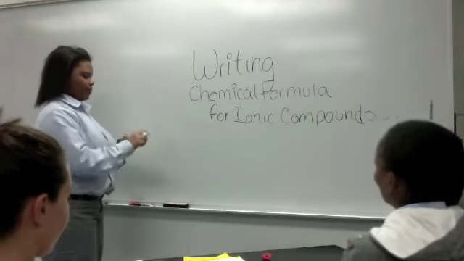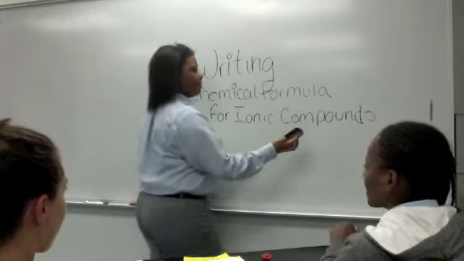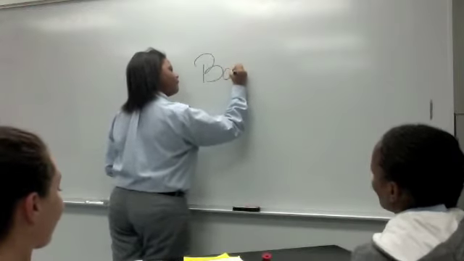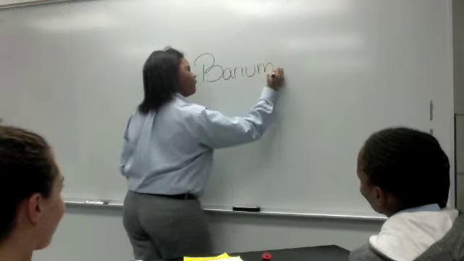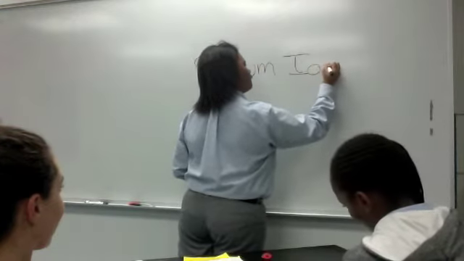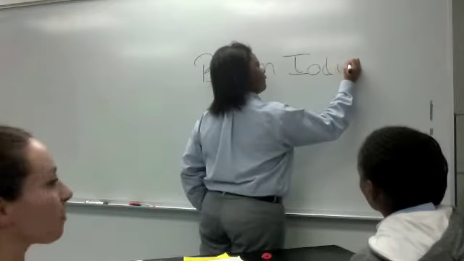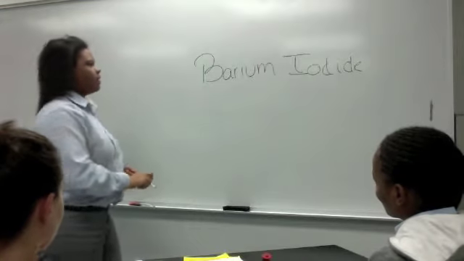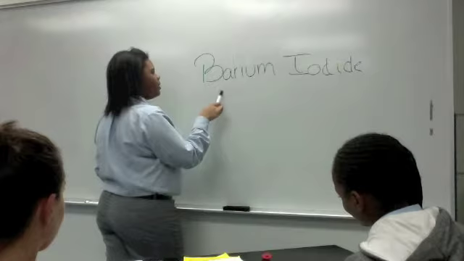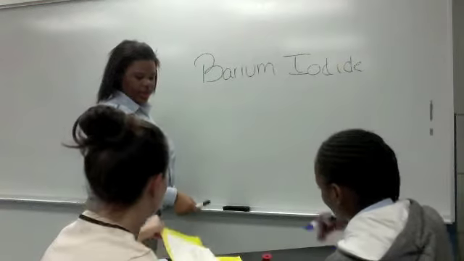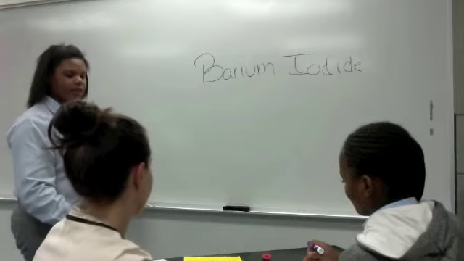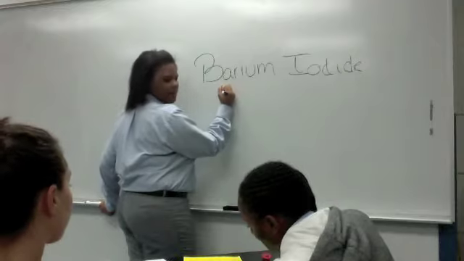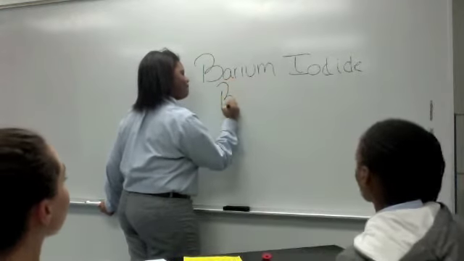That's barium. Ratio. So, Miss Paige, how do you put that in the formula? Okay, so first you have to look for the element in the periodic table and look at the oxidation number. So what's the symbol for barium? Ba.